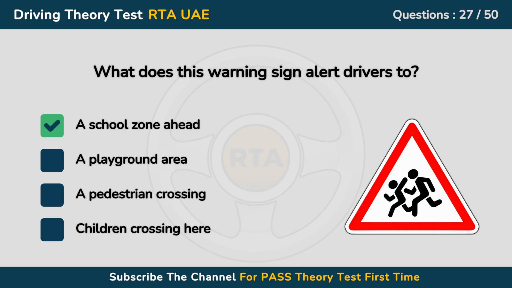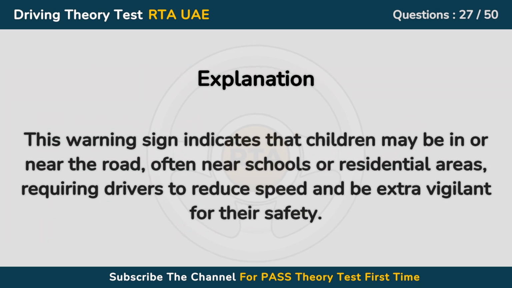Answer is A. School zone ahead. This warning sign indicates that children may be in or near the road, often near schools or residential areas, requiring drivers to reduce speed and be extra vigilant for their safety.